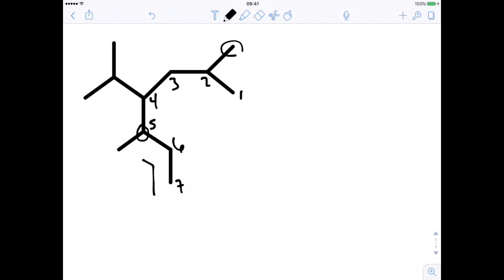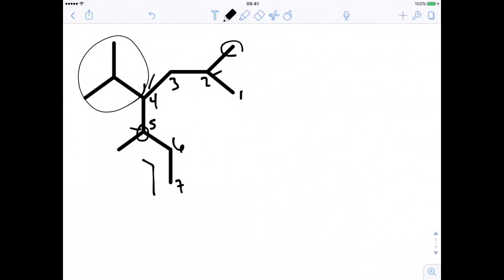The next thing you're going to want to do is find your prefixes. Since we have 2 methyls and an isopropyl, remember you need to know those names, it would be a 2,5-dimethyl and a 4-isopropyl, because you have a methyl group coming off of the 2 and the 5, and then your isopropyl is coming off of the 4.